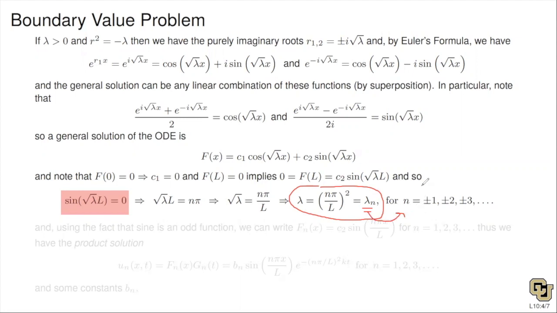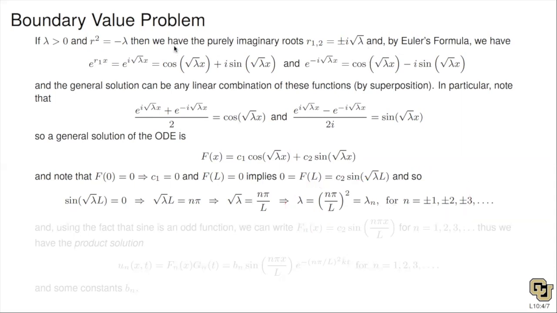Sorry, 0 is not included, because if you let n equals 0 be included, then lambda equals 0, and in this case we have a trivial solution, which you can show. So that's why 0 is not included. If n equals 0, then lambda equals 0. But we said in an earlier slide, lambda equals 0 yields a trivial solution. So we're not allowing that. So we have the value of the eigenvalue.